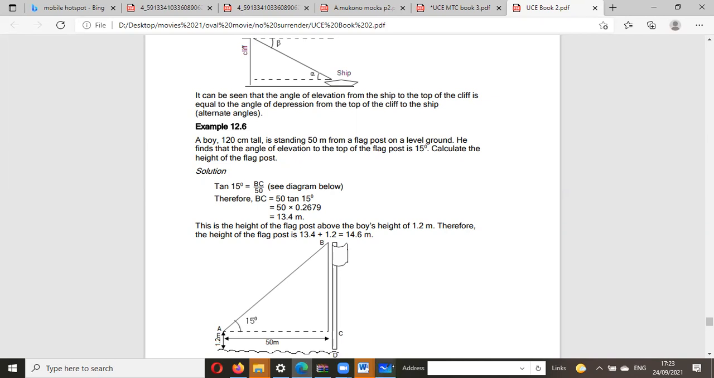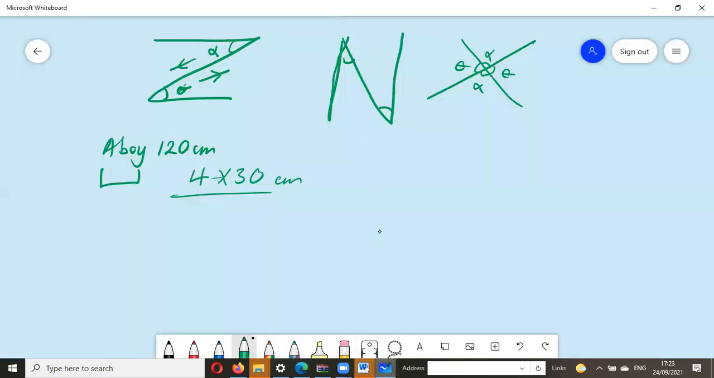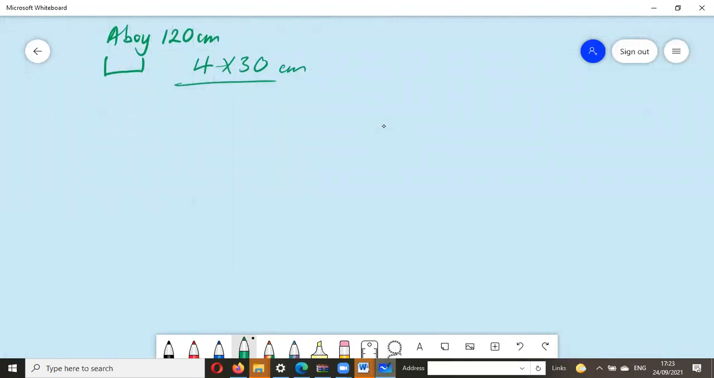Now let us try to analyze this information properly. Because if you analyze such information, the best you can do with such numbers is to be keen, don't panic, take your time. Now this is what we have. A boy is standing away from a flag post. This is our boy. He's standing there on the leveled ground. He's also standing on the leveled ground.